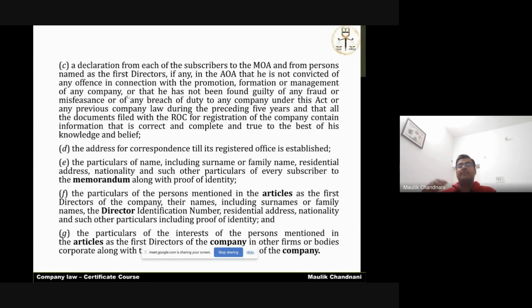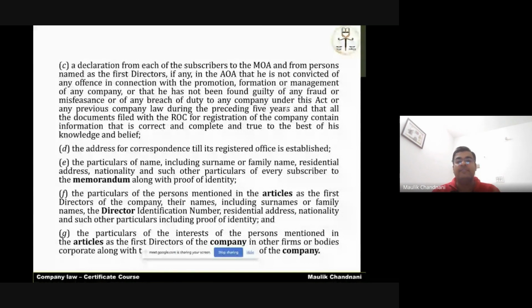Say, for example, there is a company X Limited, which is already making defaults. You are the promoter or shareholder or director of the company, and now you are again coming up with the incorporation of another company. You will not be allowed to do so, because you need to declare here that the earlier companies in which you are directors, promoters or shareholders are not found guilty of any fraud or any breach of trust to any company under this Act or the previous Act during the last 5 years.